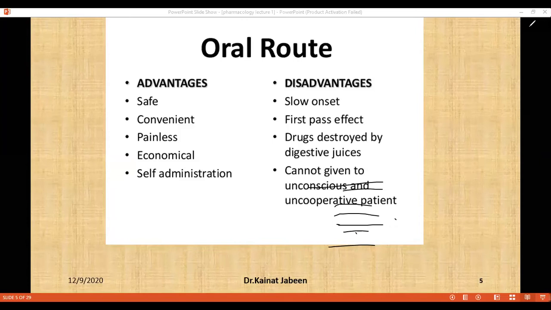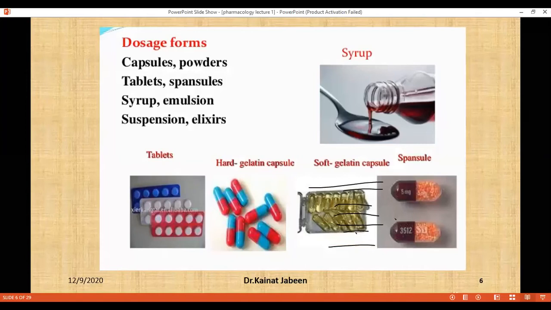You can see the slide. The next slide is about the oral dosage forms. Capsules, powders, tablets, pencils, syrup, emulsion, suspension, and elixir are the common dosage forms.